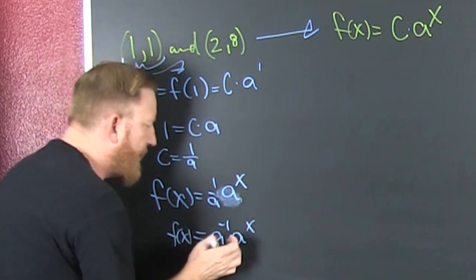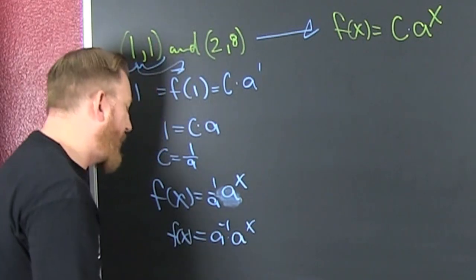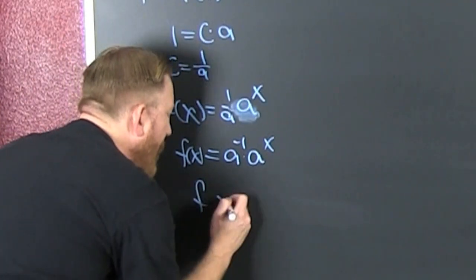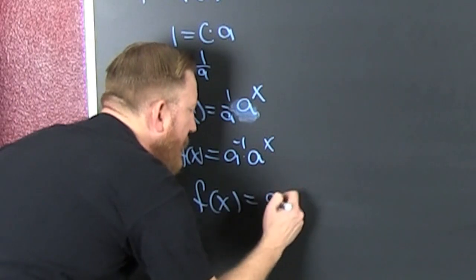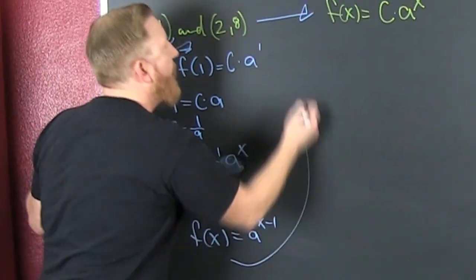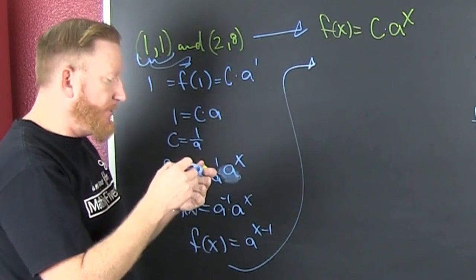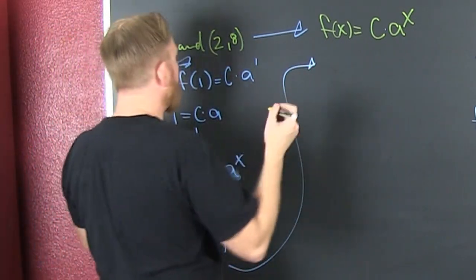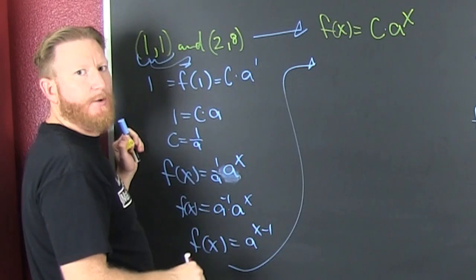If I have the same base and I'm multiplying, what do I do to their exponents? Add them. Now I have my f of x is equal to a to the x minus 1, because I just added those exponents. I'm going to take it to the top, because that's my new f of x. Oh man, I hope this all works out.